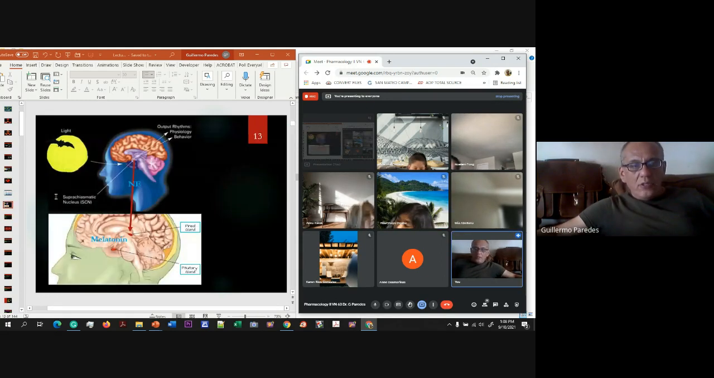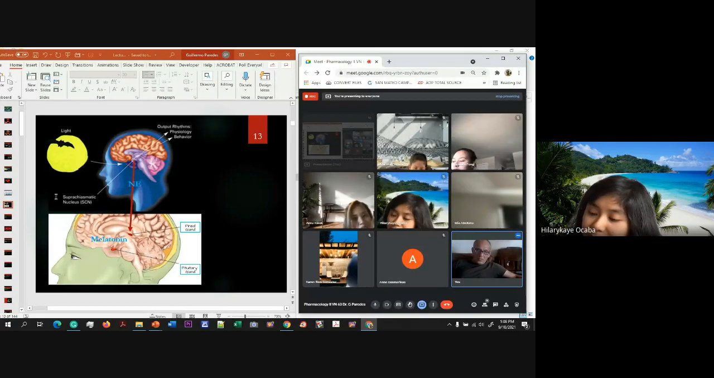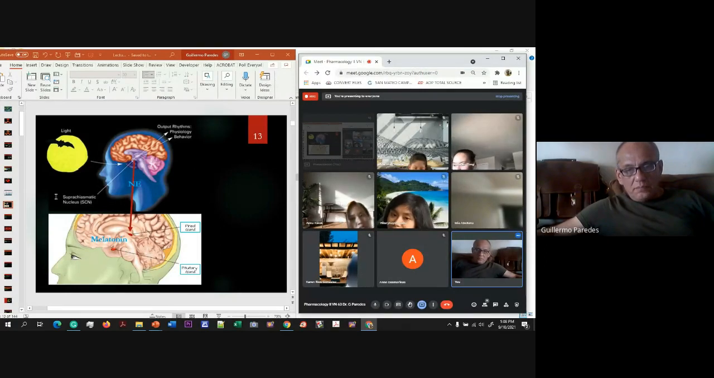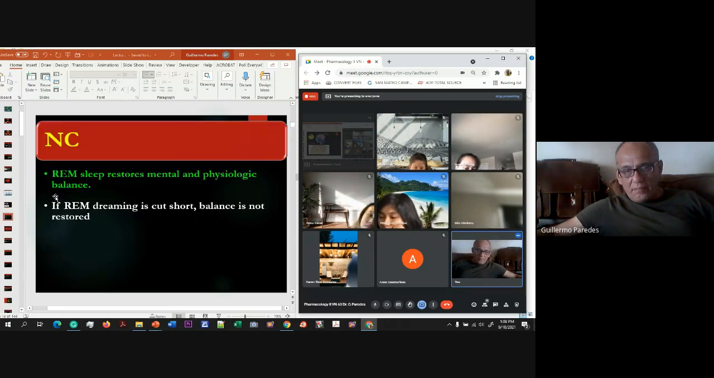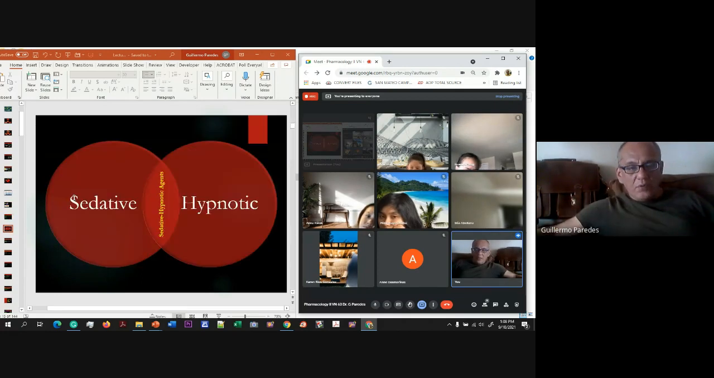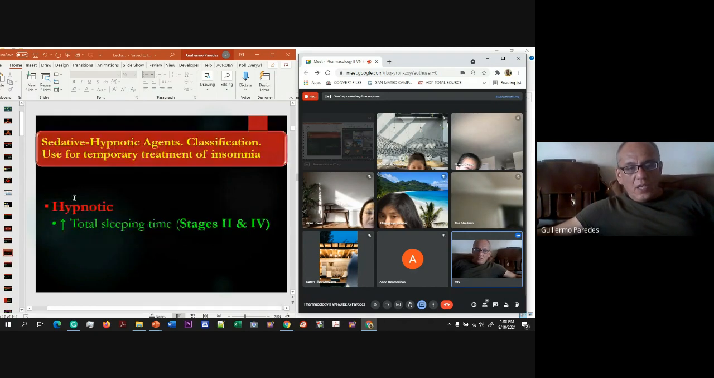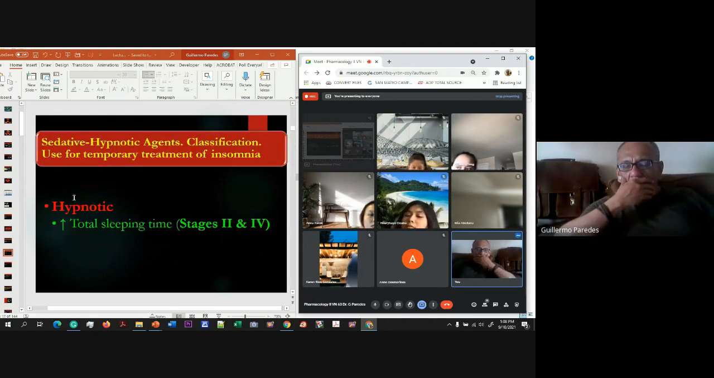That is melatonin. Remember melatonin? The Dracula hormone? Yes. At what time does Dracula appear? At night? Excellent. See? So the melatonin is going to appear at night. REM restores mental and physiological balance. We already talked about that. Okay, hypnotic is going to be substances we are going to talk about today.